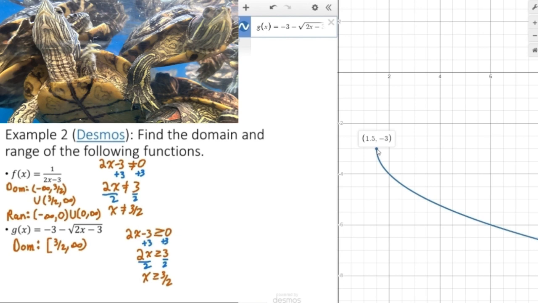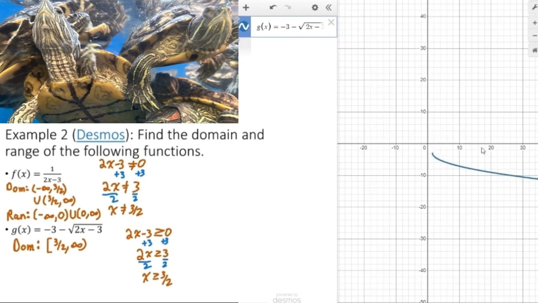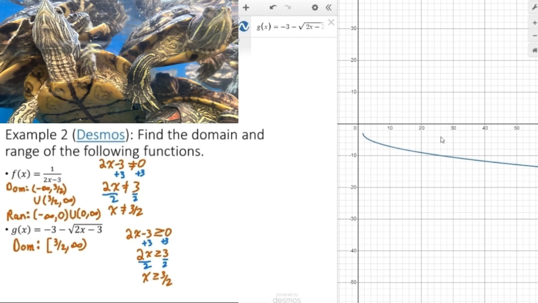So the lowest x value we can plug in is 3/2, which is precisely what my inequality and my interval is indicating. And I can plug in any x value bigger than 3/2. And you can see as we zoom out, the graph does continue to go farther and farther left. So we can plug in any number bigger than 3/2 we want. Our domain was correct. Now, what about the range?